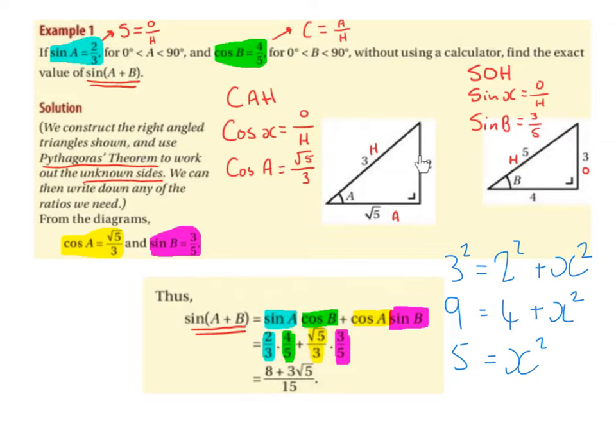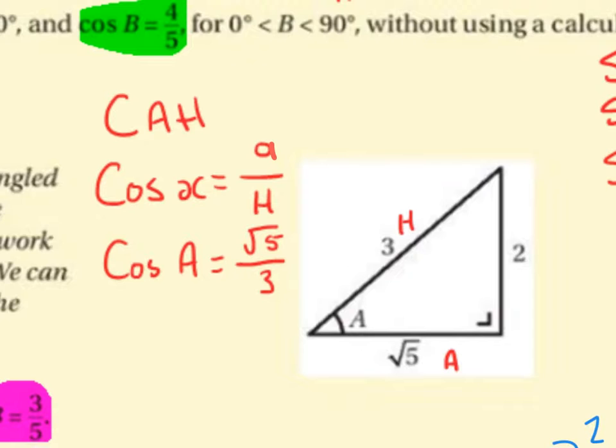So now we have the 3 sides of our triangle. So we're going to use CA, which is cos of x equals adjacent over hypotenuse. So cos of A is going to be the adjacent, which is root 5, over the hypotenuse, which is 3. So cos of A is root 5 over 3.